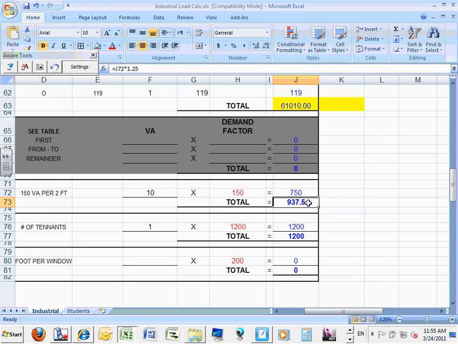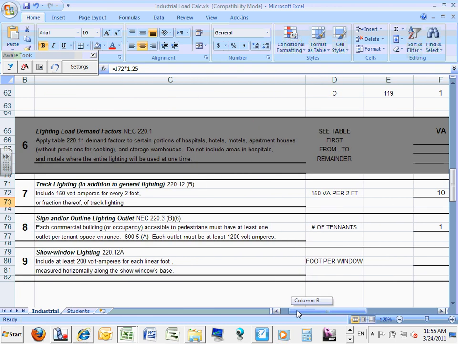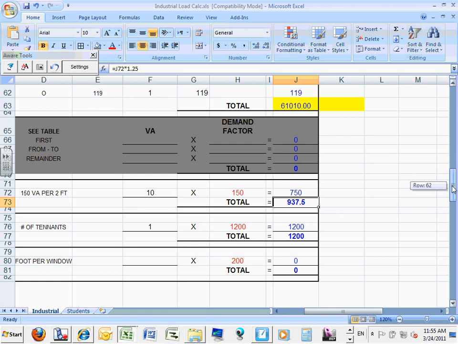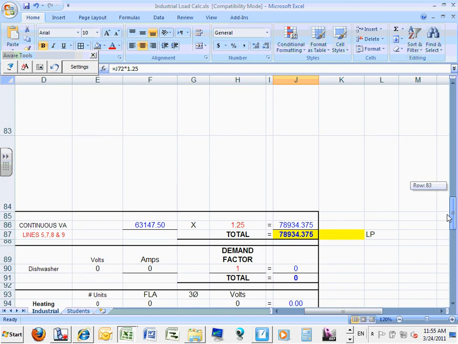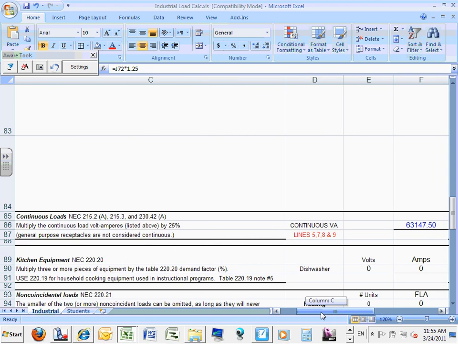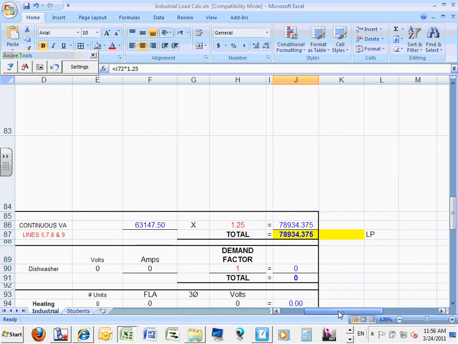Now, I don't know about you guys, if there's a lot of lights here, either you add sign lights, show window lights. I think what we did is we add them all together at the bottom as one step. Is that what we did? Yeah, I think so, but then we can't compare them. If we do that, guys, we can't compare them.